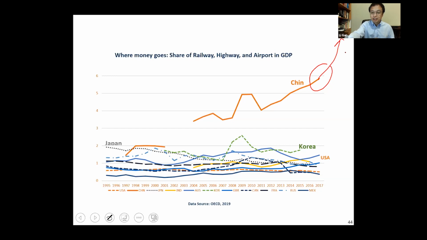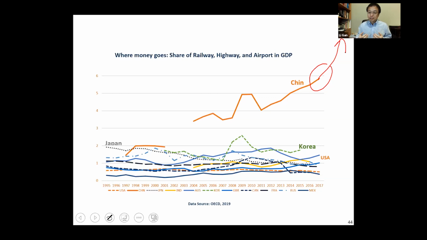So China has chosen a very different growth path from the rest of the world. Nobody else spends money on infrastructure like this. And there's quite a bit of study right now saying the marginal benefit of further infrastructure spending in China is getting lower, is diminishing. And the US probably needs to spend more. I think we expect the new Biden government maybe will spend more on infrastructure. But this is where China's money goes.